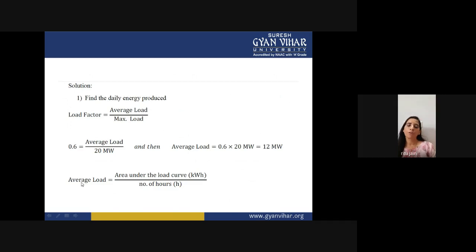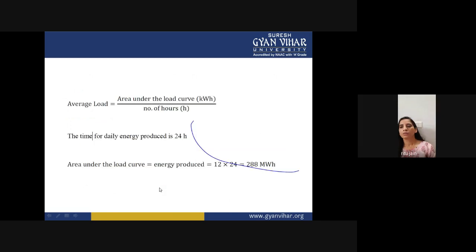What is the formula of average load? Area under the load curve upon number of hours. So the number of hours is 24 hours, and the area under the load curve in kilowatt hour means this is the energy which is being produced. So 12 multiplied by 24, this is your 288 megawatt hour. So this is the energy produced by the power plant.